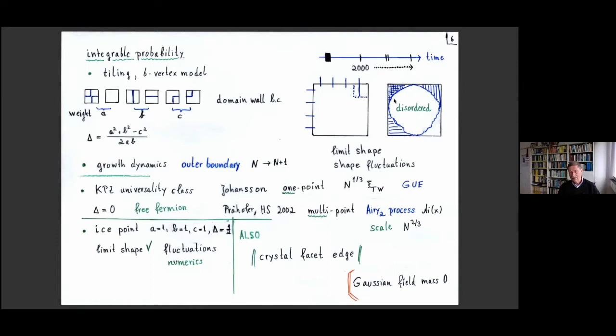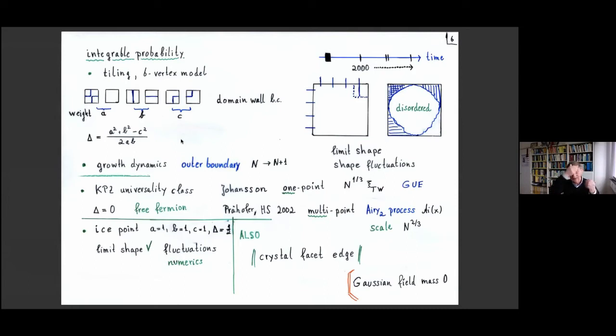But anyway, this is not really what the KPZ equation wants to study. The KPZ equation, you see now, is somewhat similar to what we had before. You have a domain, and you have a fluctuating border. Now you wonder what the growth dynamics is. Well, the growth dynamics is actually quite simple in this case. Of course, people had to figure this out.